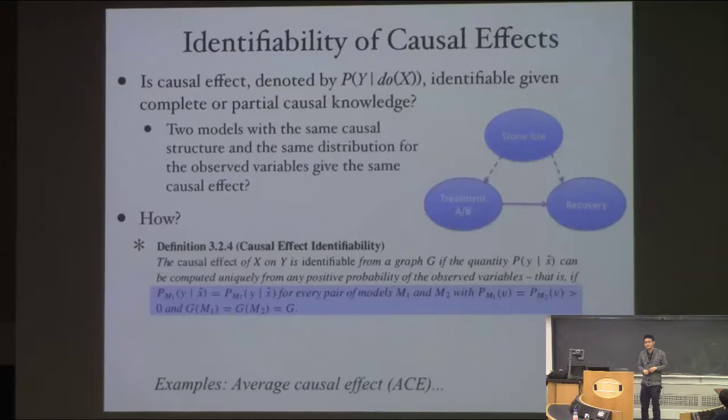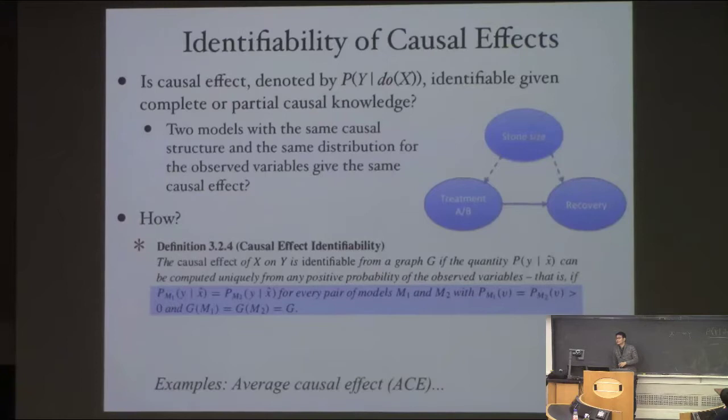So you observe, this is the causal picture. X causes Y. That's all. You observe values for X and Y. You observe a lot of data pairs, right? Is the causal effect of X on Y identifiable from the structure and the data you have? No.